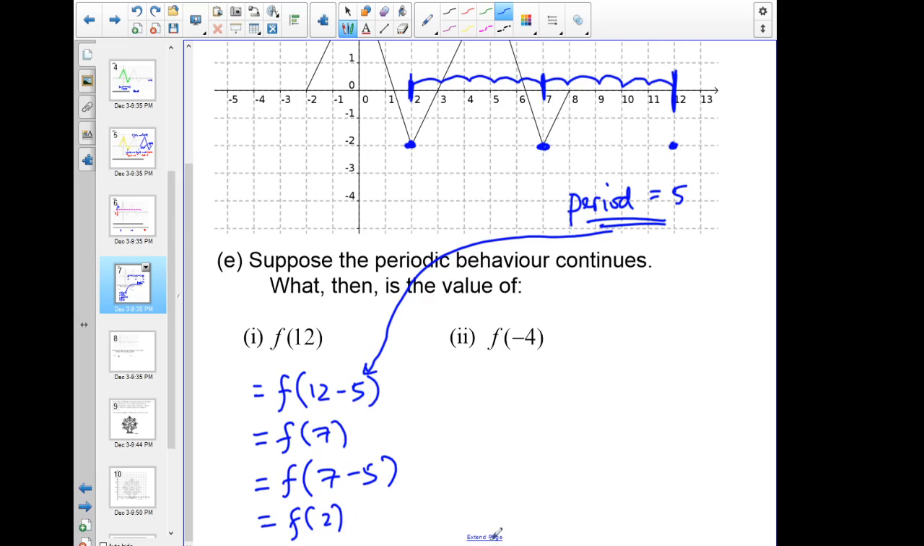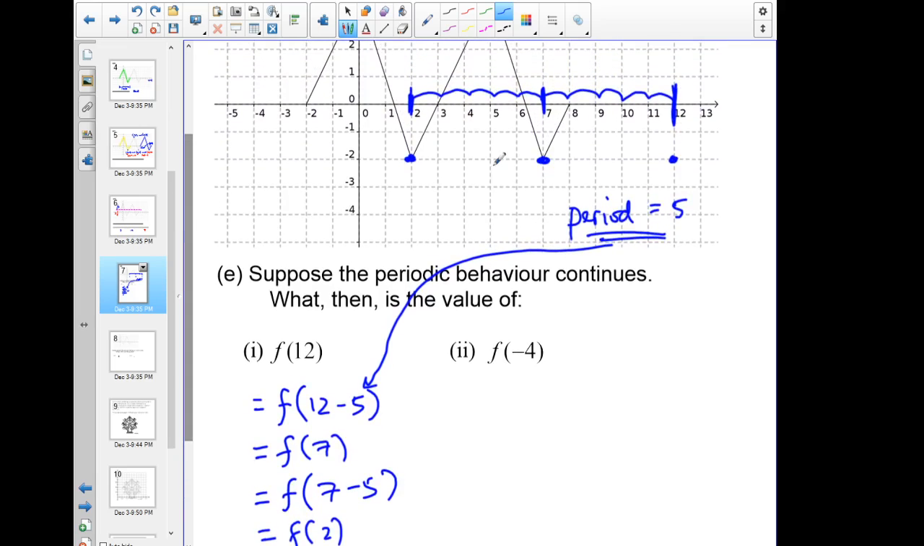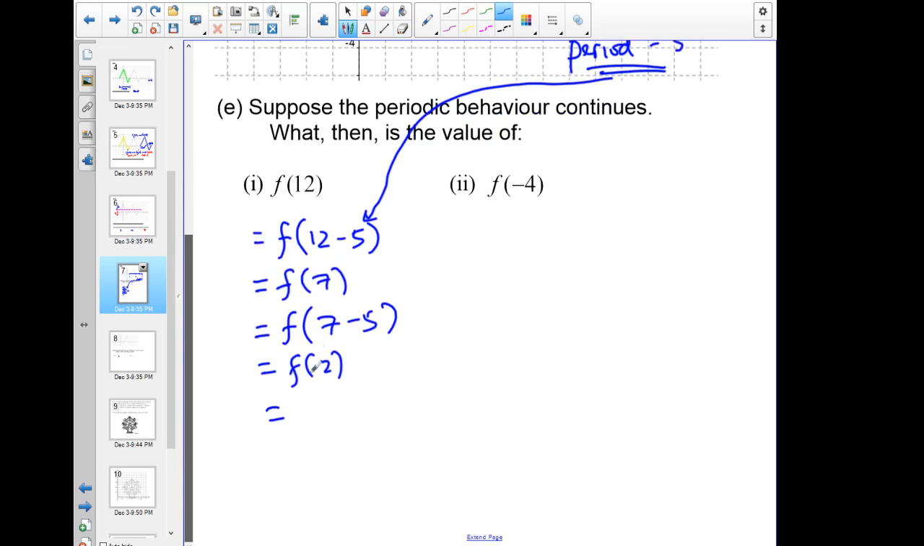Now, I didn't need to go that far, but in both cases, what is f of 7 and what is f of 2? Both of them have a y value, which is the value of the function, of -2. So f of 12 is actually equal to -2. What would I be looking for? If you wanted to put this step in, you could, but I'm probably looking for you to recognize that f of 12 is the same as f of 7, and then go to your answer from there.